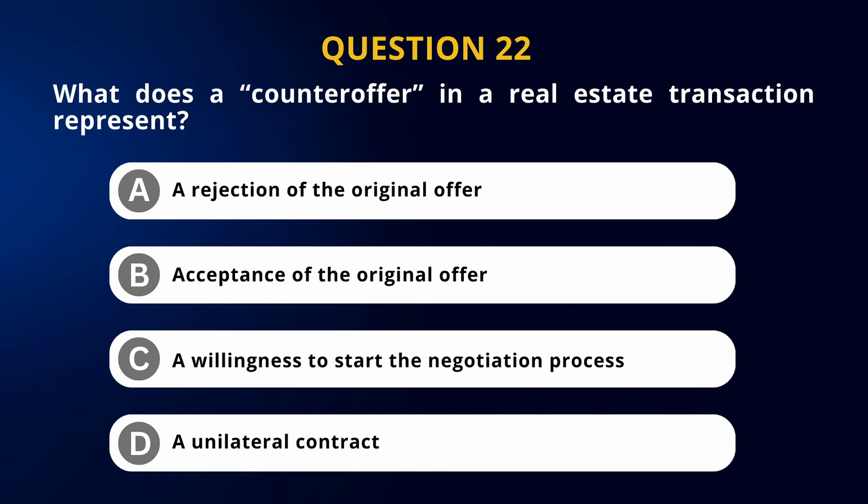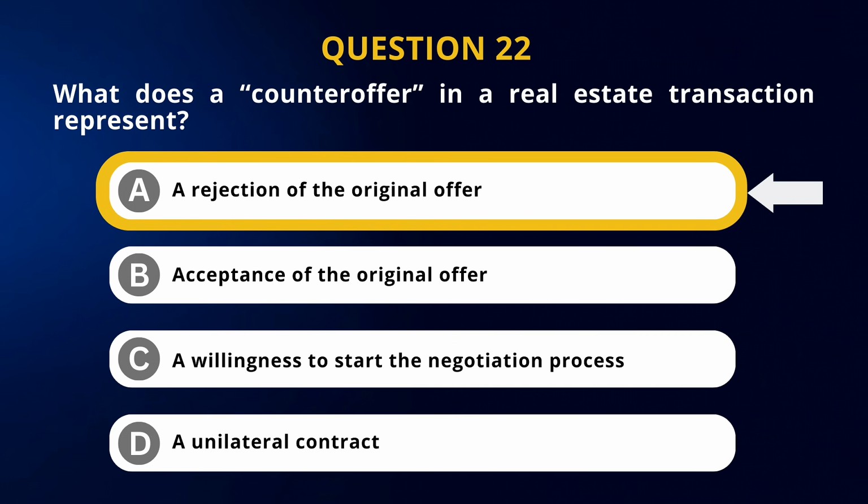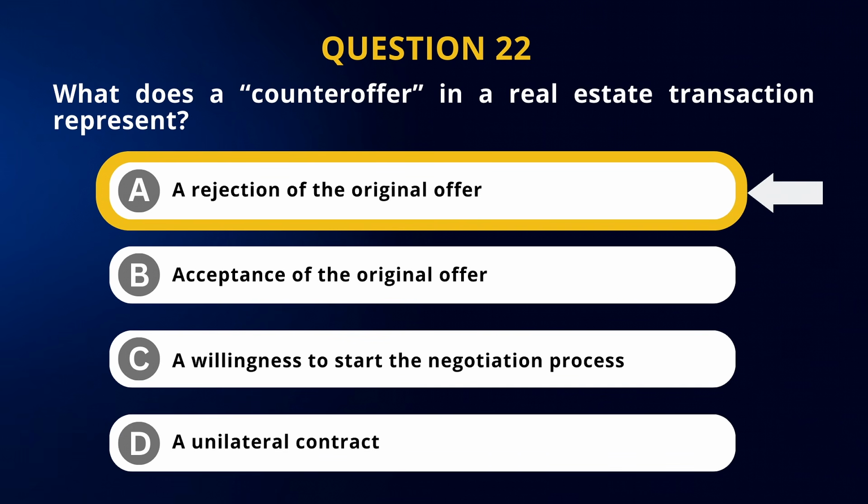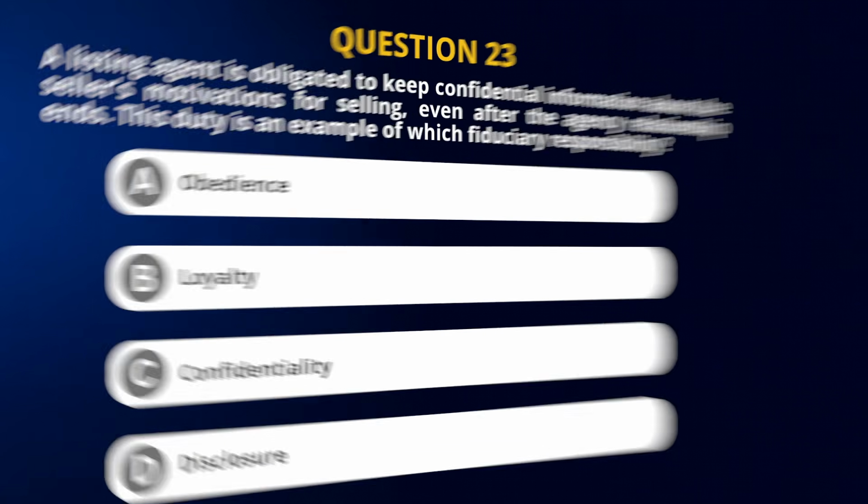Question number 22. What does a counteroffer in real estate transactions represent? Letter A, a rejection of the original offer. Letter B, acceptance of the original offer. Letter C, a willingness to start the negotiation process. Letter D, a unilateral contract. And the answer? Letter A, a rejection of the original offer. So a counteroffer is simply a rejection of the original offer. And by the way, the original offer is no longer on the table. So it's a counteroffer, and then we continue to go from there.